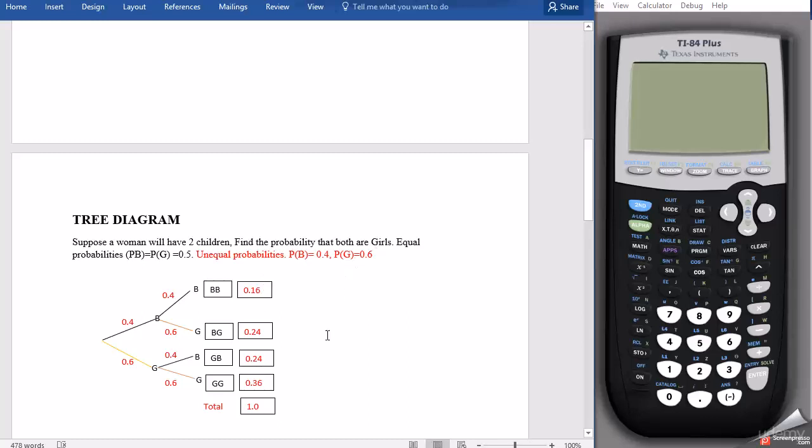So the probability that both are girls will be GG. First is girl, second is girl. That's 0.36. We're going to stop right here. We're going to continue next time.